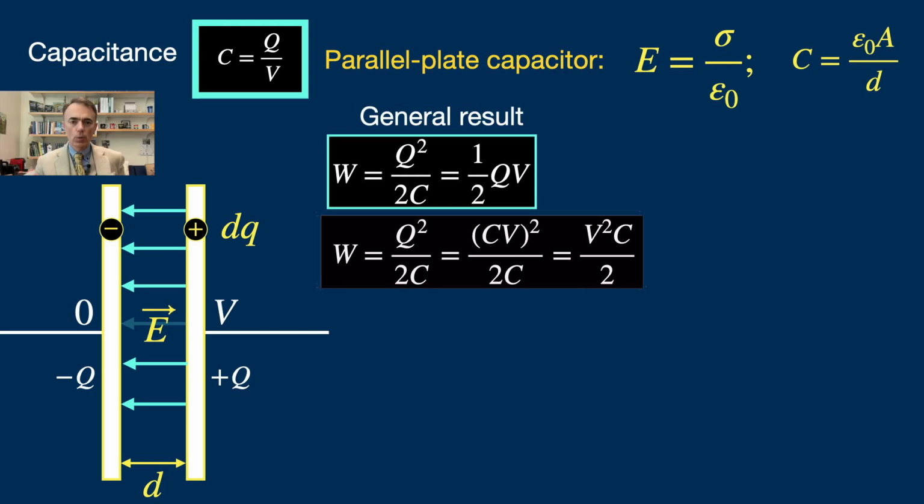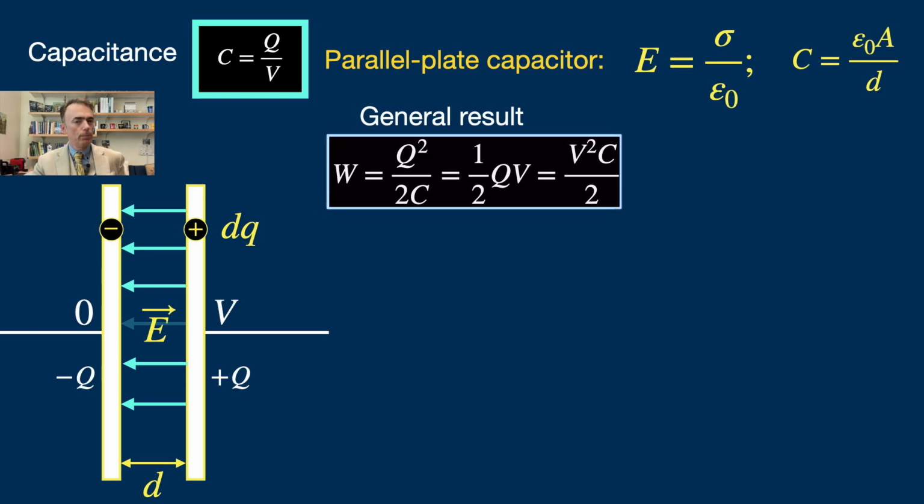Thus, the energy stored in a capacitor depends on both the capacitance C and the square of the potential difference, V. This expression shows that capacitors are thus capable of storing significant energy when charged to high voltages.